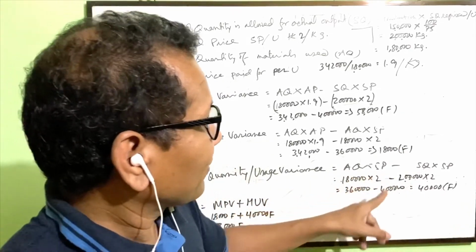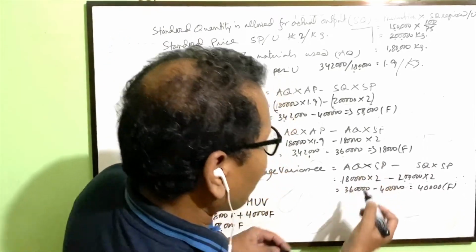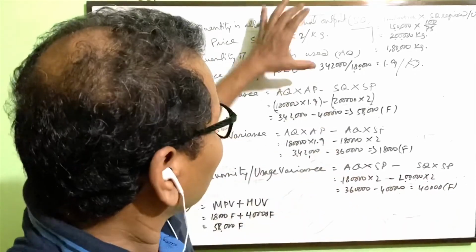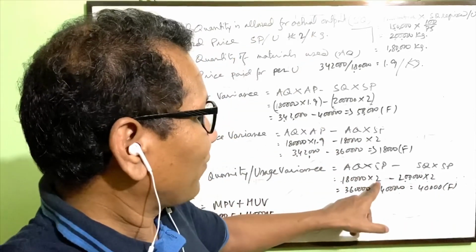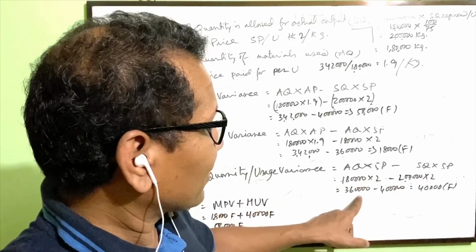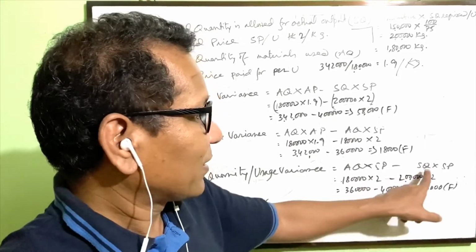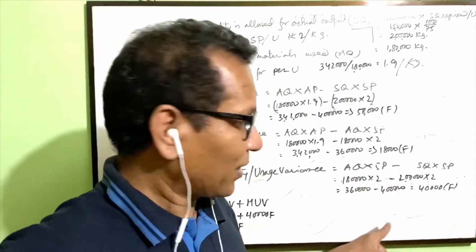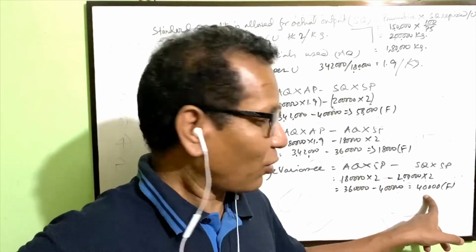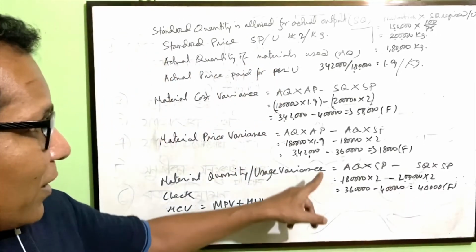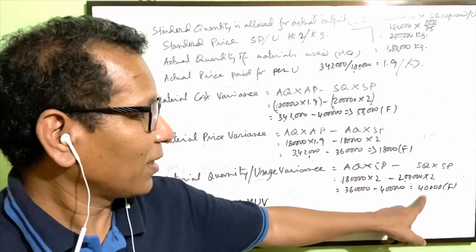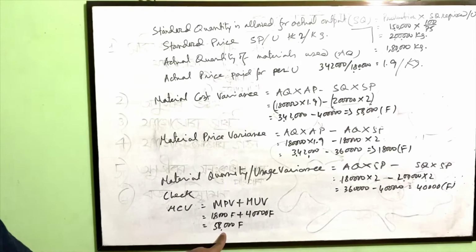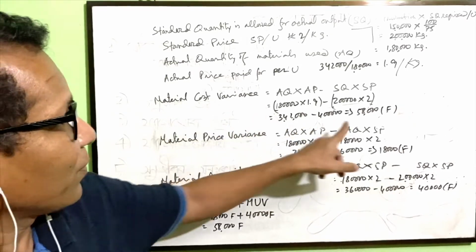Material quantity or usage variance: actual quantity and SP minus standard quantity and standard price. All things are calculated here. Just put the figures, we get first part 3,60,000 and second part 4 lakh. Since standard figure is higher than the actual figure, here is favorable variance of taka 40,000. So here is 18,000 favorable variance and here 40,000 favorable variance. Two favorable variances total 58,000, and this agrees with the total material cost variance.